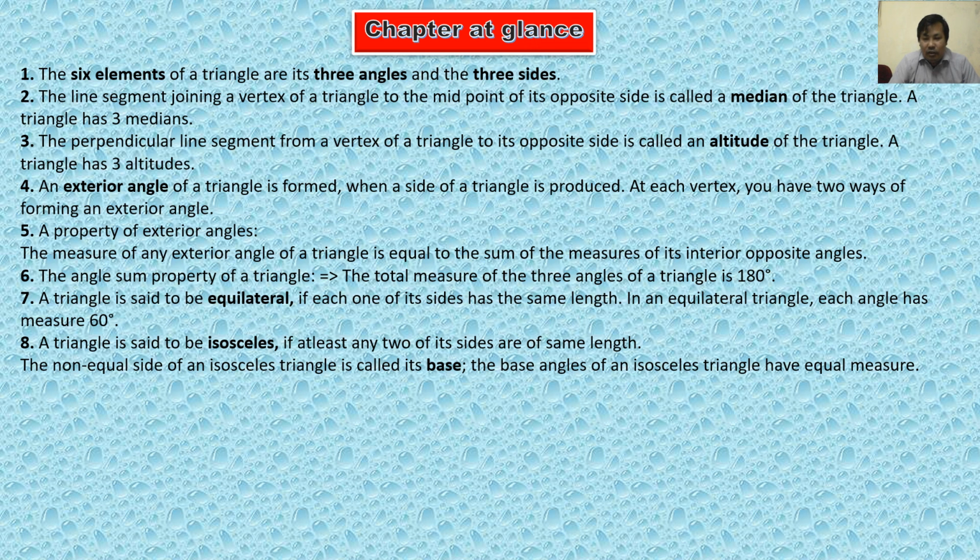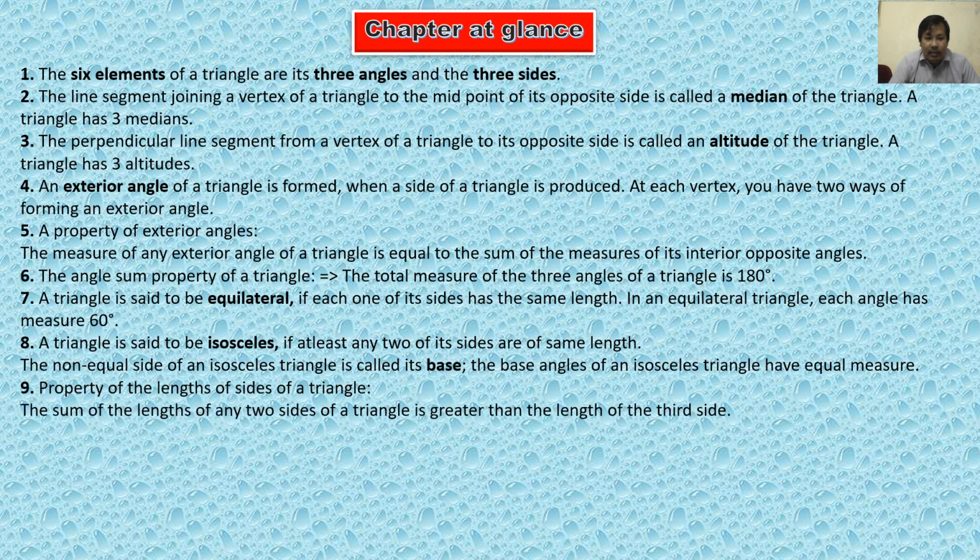Okay, then next, the property of the length of the sides of a triangle. So let us see what is the property of the length of the sides of a triangle. That is, the sum of two sides is always greater than the third side. Yes, the sum of the lengths of any two sides of the triangle is greater than the length of the third side. Next, 10.